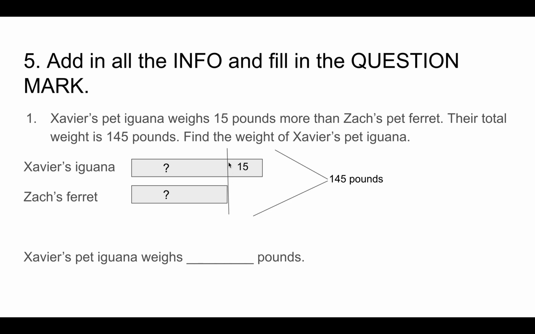See how that line shows that this is this much longer? And I know that it's 15 pounds more. So I write the 15 in that little chunk. I know their total weight is 145 pounds. So I drew this little triangle mark to show that I mean all of this weighs 145 pounds. And then I put in the question marks. I don't know what these 2 leftover equal pieces are. I don't know what those mean yet.